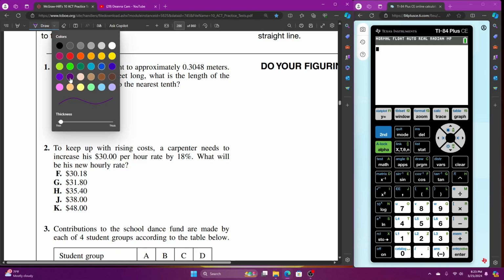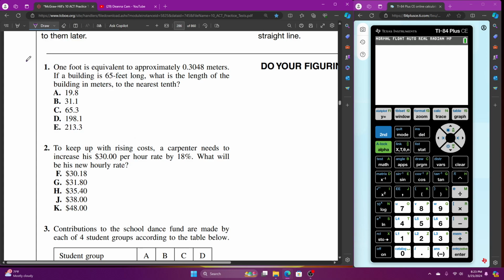Alrighty guys, it's Mrs. Cameron here, and today we are going to be looking at some ACT math practice. And if you're a student in my class, this is what we have been working on from our books at school. And if you've been absent, this is what you have been missing.